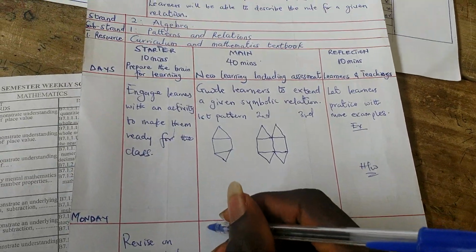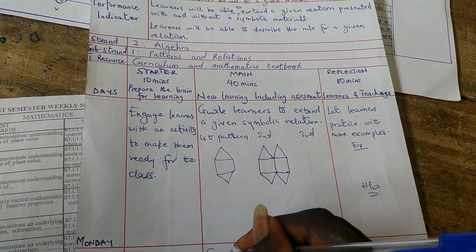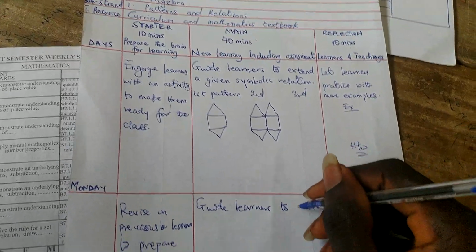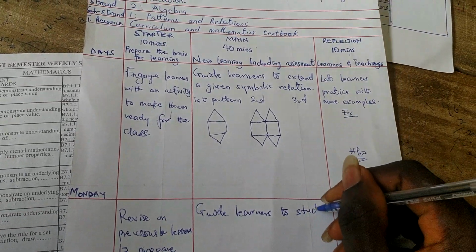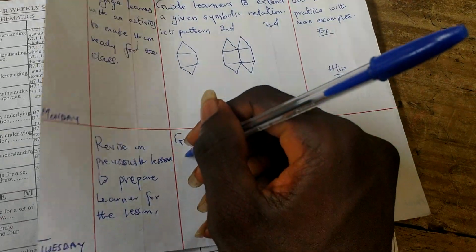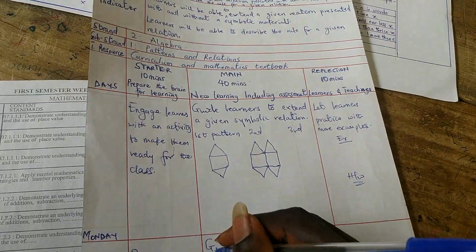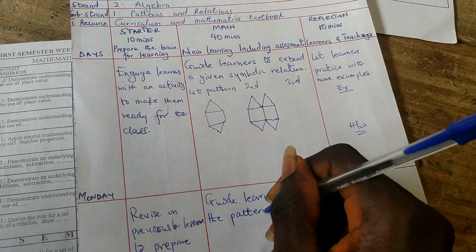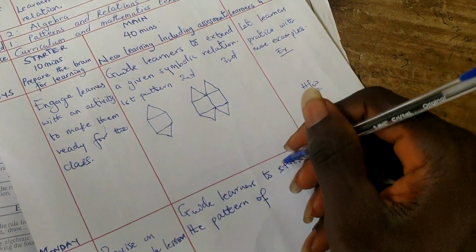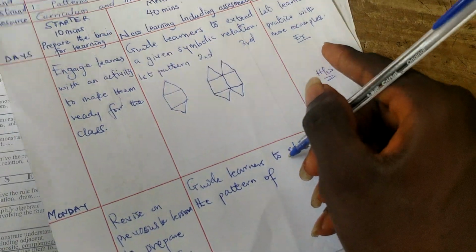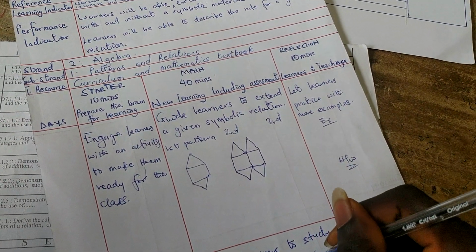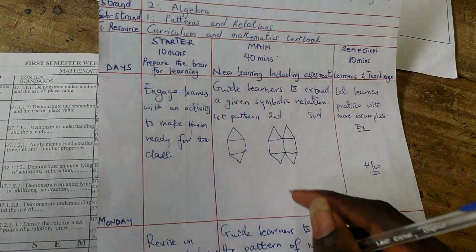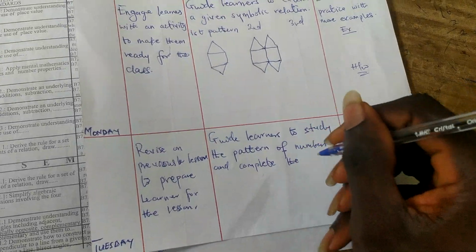So we can write down one. Guide learners to study the pattern of numbers and complete the table.